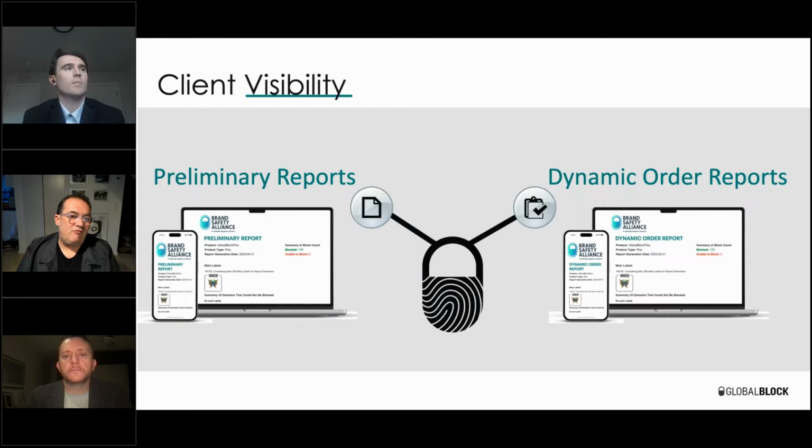So it might be that they're registered, it may be that they're reserved or prevented from registration due to some policy, either through ICANN or locally as well. So the preliminary reports give you a view into what you will get when you place your GlobalBlock order.